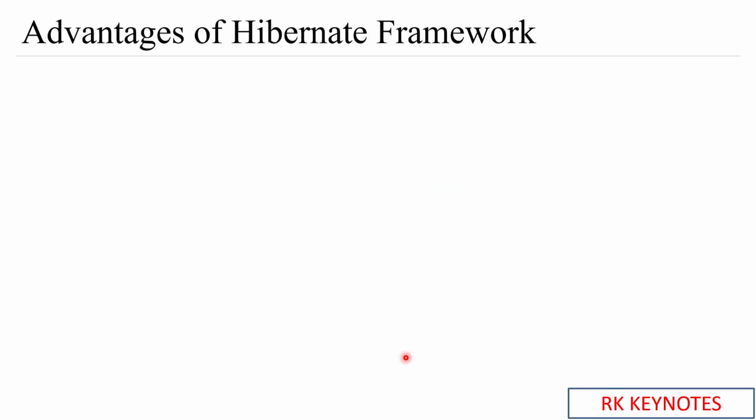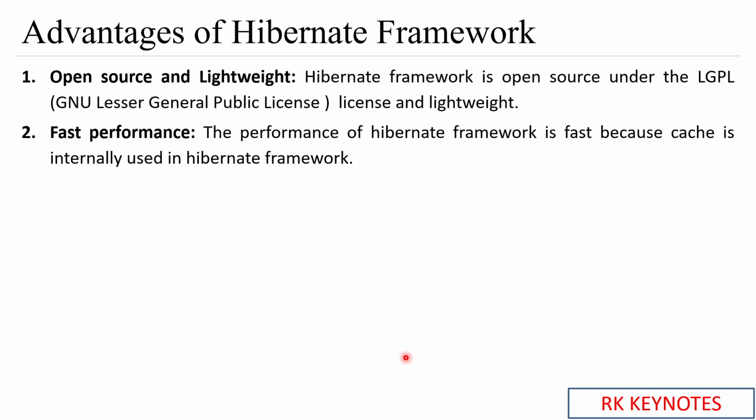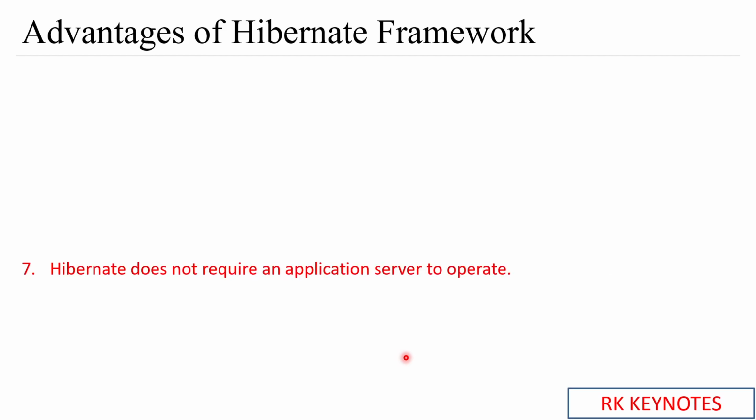All right. Now the advantages of Hibernate. We know that it is open source and lightweight. I forgot to mention one point, that session factory is heavyweight and session object is lightweight. Okay. Then it performs faster because of this cache memory. And then database independent query. We're going to use HQL, Hibernate Query Language, so that it is database independent. And we don't want to change the syntaxes each and every single time, right?